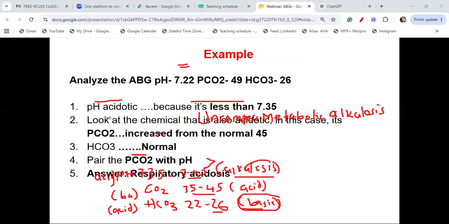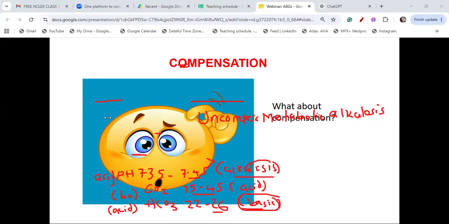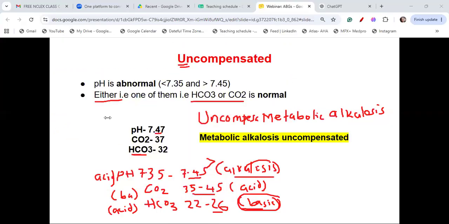And the last one was this. The pH was abnormal. The CO2 was abnormal as well. And the bicarbonates were normal. Hence the name uncompensated. Okay. So I've said you're going a notch higher to introduce the compensation bit of it. So this is the first one. Is this well understood? So either is abnormal, then you talk about uncompensated. Is this clear?